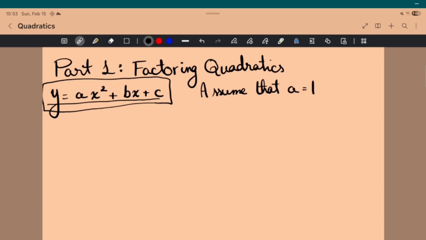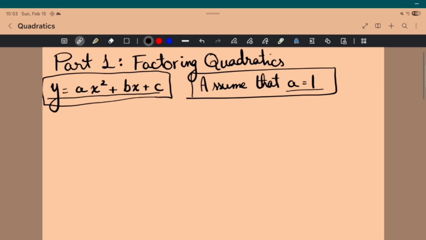Later on in videos down the line, we're going to see the different forms of quadratics, and we're going to see how to convert between one form and another, as well as the benefits of every single form. And we are also going to make another assumption, which is that a is equal to 1.